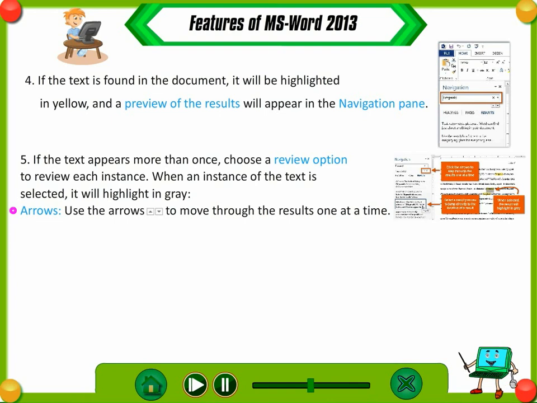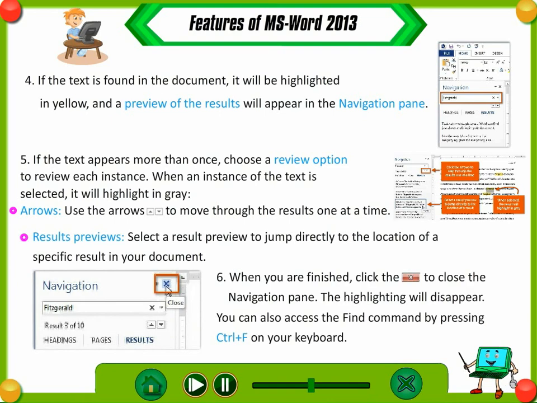Arrow. Use the arrows to move through the results one at a time. Result previews. Select a result preview to jump directly to the location of a specific result in your document. When you are finished, click the cross to close the navigation pane. The highlighting will disappear. You can also access the Find command by pressing Ctrl+F on your keyboard.